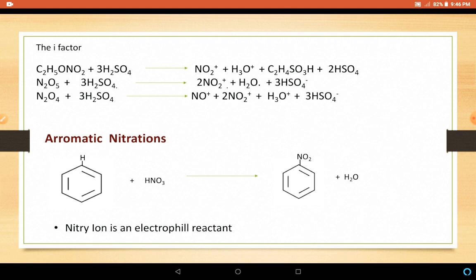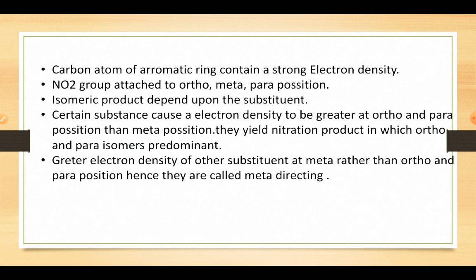Aromatic nitrations. In aromatic nitration, the benzene ring reacts with nitric acid to form nitrobenzene. In that, the nitronium ion is an electrophilic reactant. Electrophilic means positive charge, electron deficient. The electrophiles attack the electron rich.